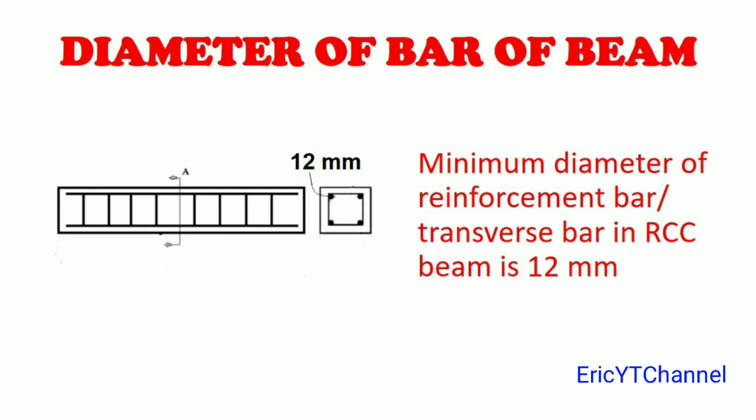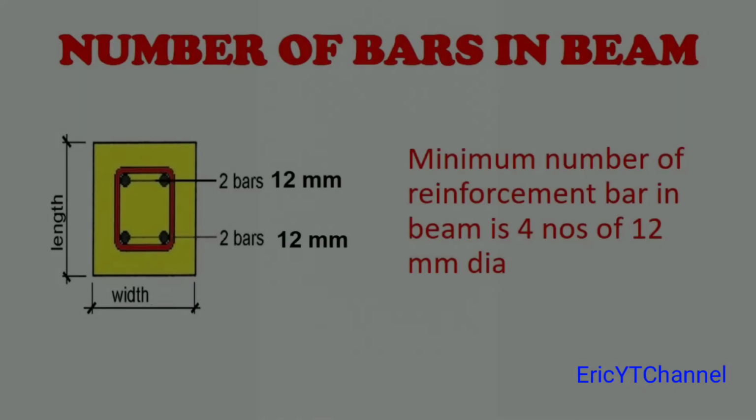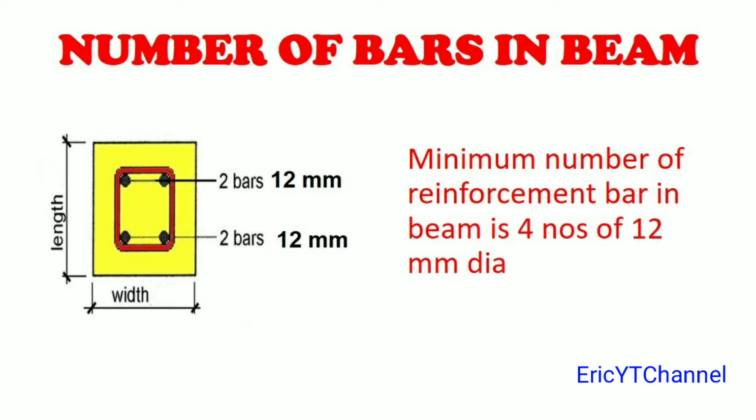Diameter of bar of beam. Specification is minimum diameter of reinforcement bar or transverse bar in RCC beam is 12 mm. Number of bars in beam. Specification is minimum number of reinforcement bar in beam is 4 numbers of 12 mm diameter.